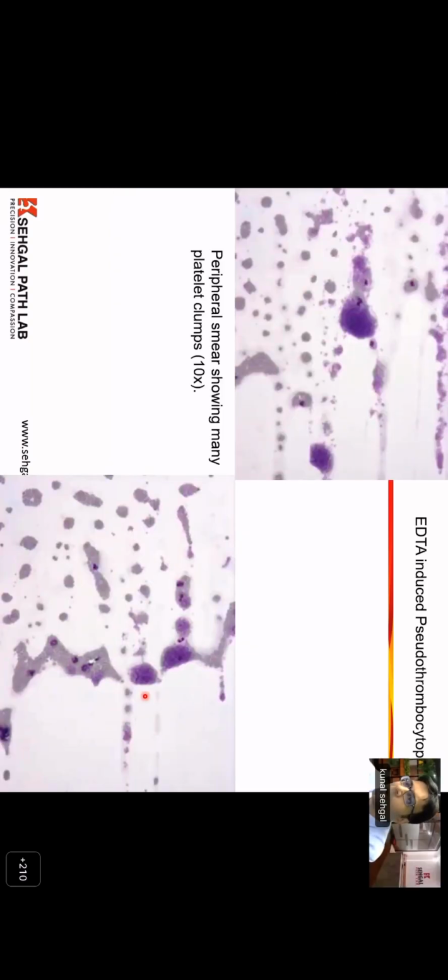Now, here we will not report the 54,000 count. We will say large pools of platelet clumps seen. This is potentially a case of EDTA-induced pseudothrombocytopenia. On smear, platelets appear adequate, at least more than 1 lakh, because it is clinically relevant. An accurate platelet count cannot be done.